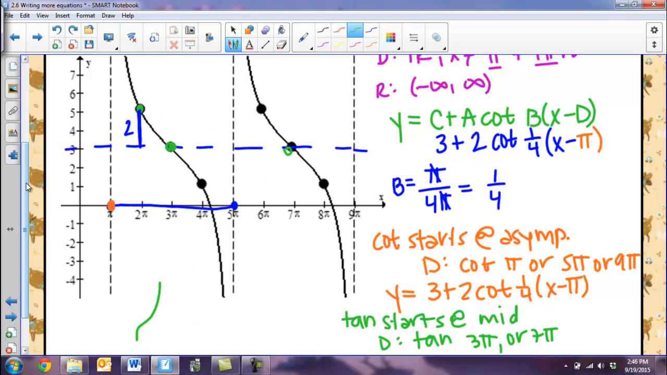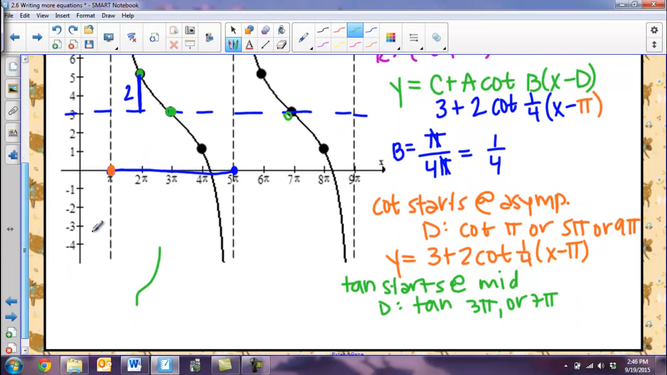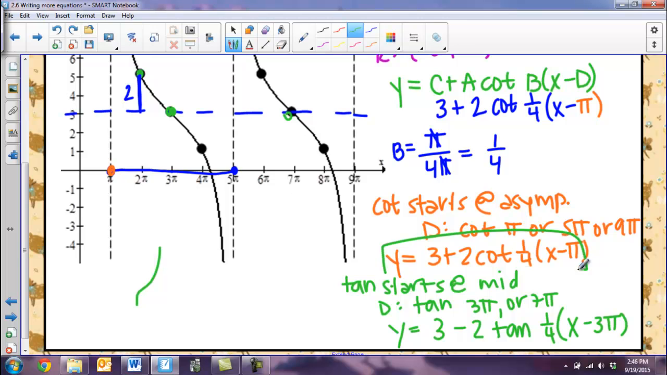So in order to flip-flop your types here, you're going to change it into a reflection. Use your same A, B, and C, except you're going to change the sign in between. So minus 2 tan of 1/4 times x minus any of those phase changes you found. So this answer is correct. This answer is correct. Okay, so that's tangent and cotangent.